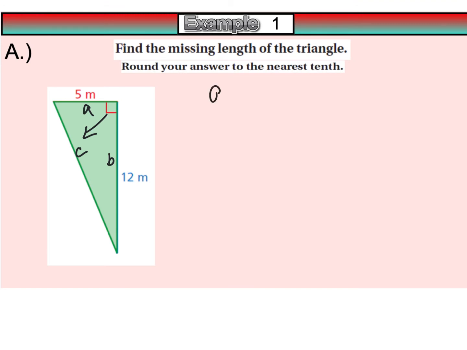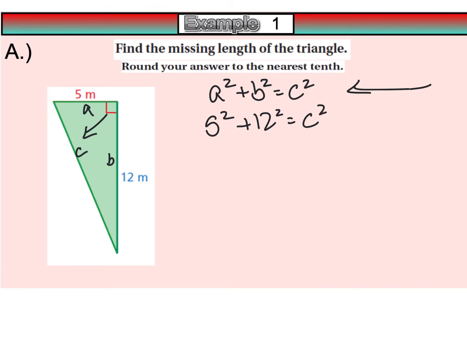So we're going to do the Pythagorean theorem, and I want all of this written in your notes. Every time we do a problem with the Pythagorean theorem, you're going to start out with the Pythagorean theorem. A squared plus B squared equals C squared. Now, let's fill in our numbers. We have 5 squared plus 12 squared equals C squared, and we're going to solve for C. 5 squared is 25. 12 squared is 144. Equals C squared. I'm going to add those two together. I get 169 equals C squared.